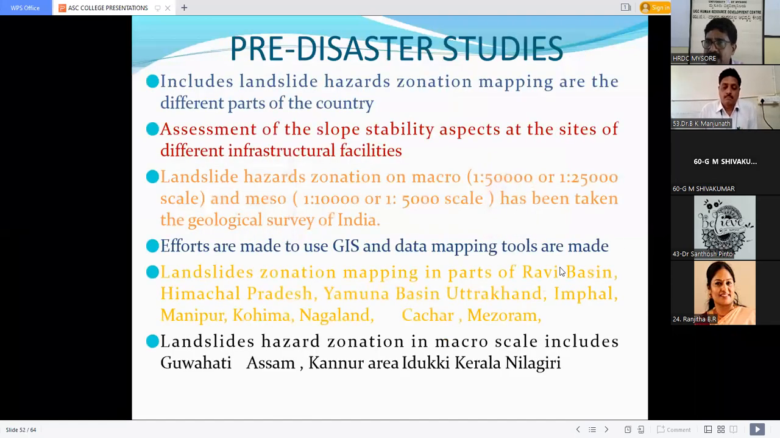So for pre-disaster studies, for example, for an already occurred disaster, the GSI people, or the NRSA people, the ISRO people have already declared information about this area. This kind of disaster already happened, and maybe in future it may extend also. So the concerned scientists are supposed to go there and work on the pre-disaster studies in the area.